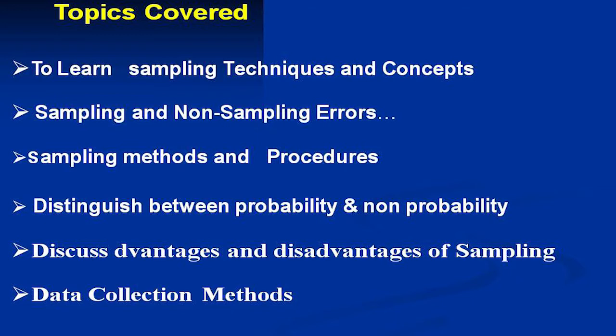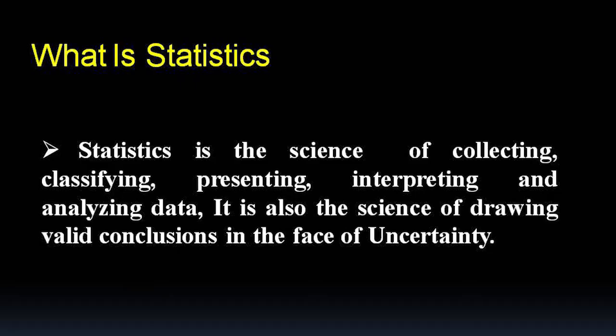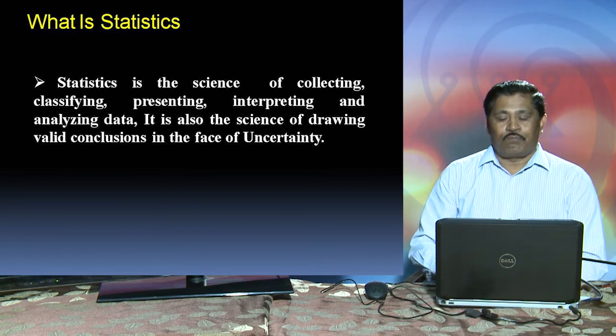First of all, I will explain what is meant by statistics. Statistics is a science of drawing valid inferences in the face of uncertainty. Statistics is also data collection, classification and tabulation, and analysis and interpretation of the results. So there are certain steps in statistics. First step is data collection. Second step is data classification and tabulation. Third step is analysis, and fourth step is interpretation of the results. And for interpretation of results, you need some statistical methods, and especially sampling is used for this purpose.